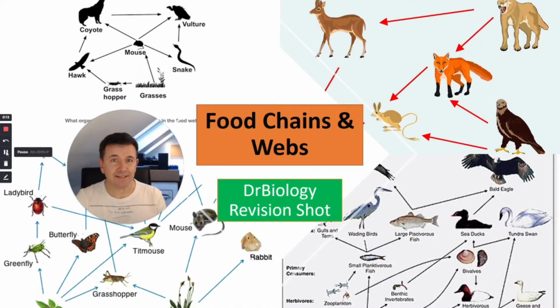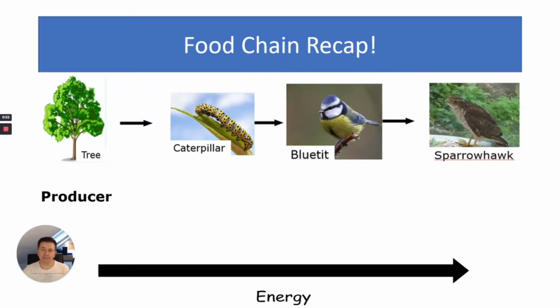Let's get started. Okay, let's have a recap of food chains. So first of all, the tree in this food chain is a producer. Producers are plants that photosynthesize and produce their own food. Then a caterpillar, which is a herbivore, will feed upon the tree. An omnivore, a blue tit in this case, will eat both plants, seeds and caterpillars. And then the top predator, which is the carnivore, in this case the sparrowhawk.